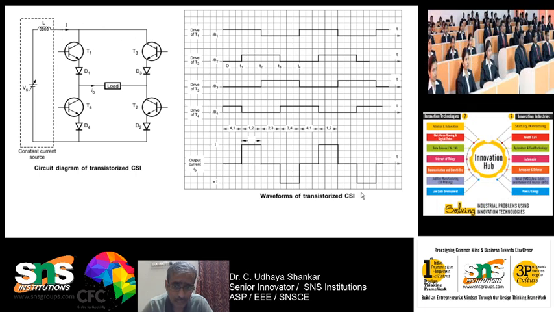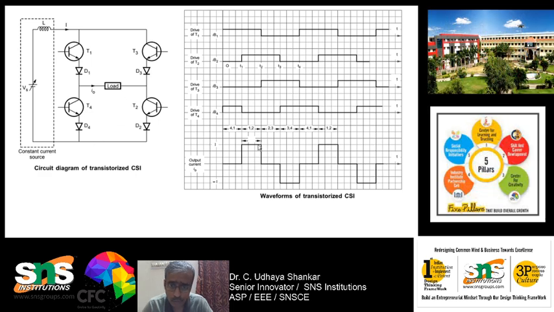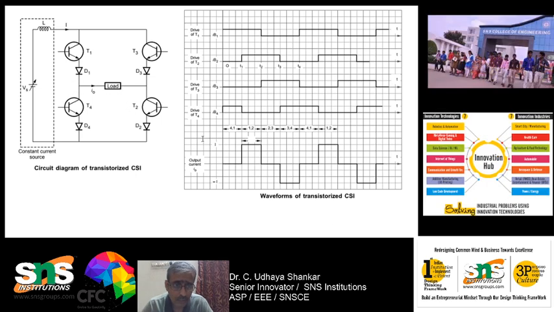So you can see that from T1 to T2, T1 and T2 conduct. So the supply current will be flowing through like this. So there will be a small output waveform between the interval T1 and T2, because the current will be flowing through the load. Is it right? So similarly, you can see that the load current will be alternating in nature.